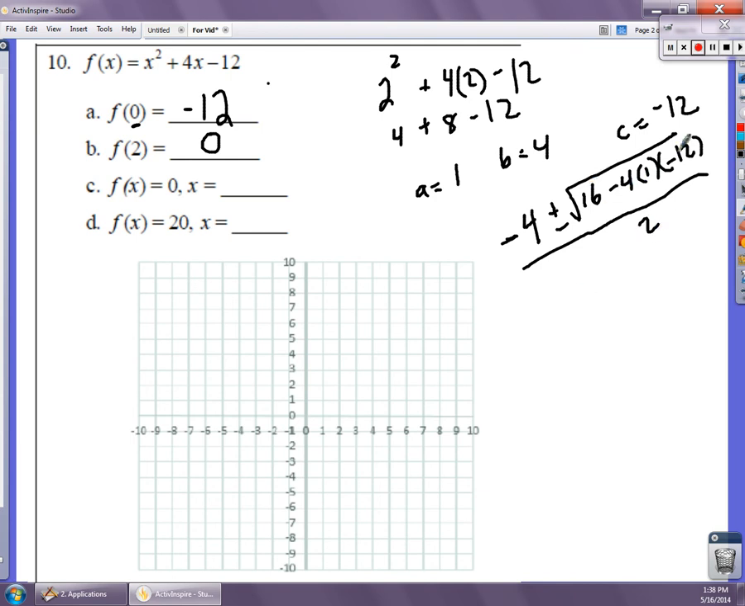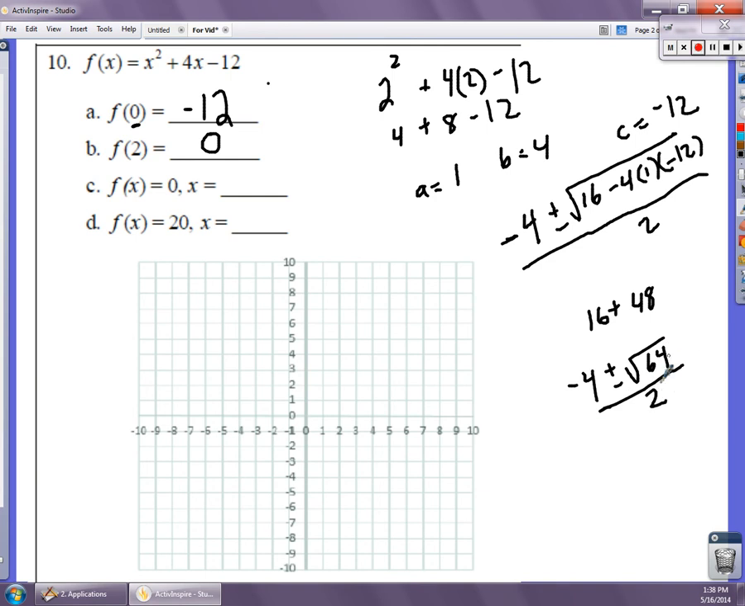Here, I'm going to do the stuff inside the discriminant. Think of this as negative 4 times 1 times negative 12. You get a positive 48. So it's actually going to be 16 plus 48, which gets you 64. So negative 4 plus or minus the square root of 64, all over 2.